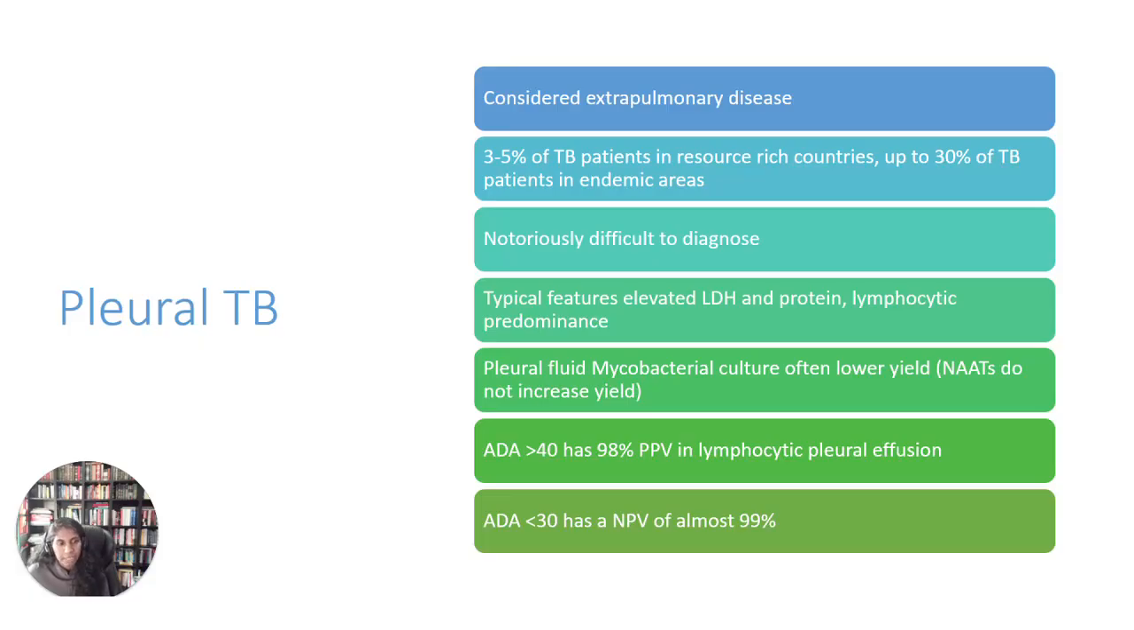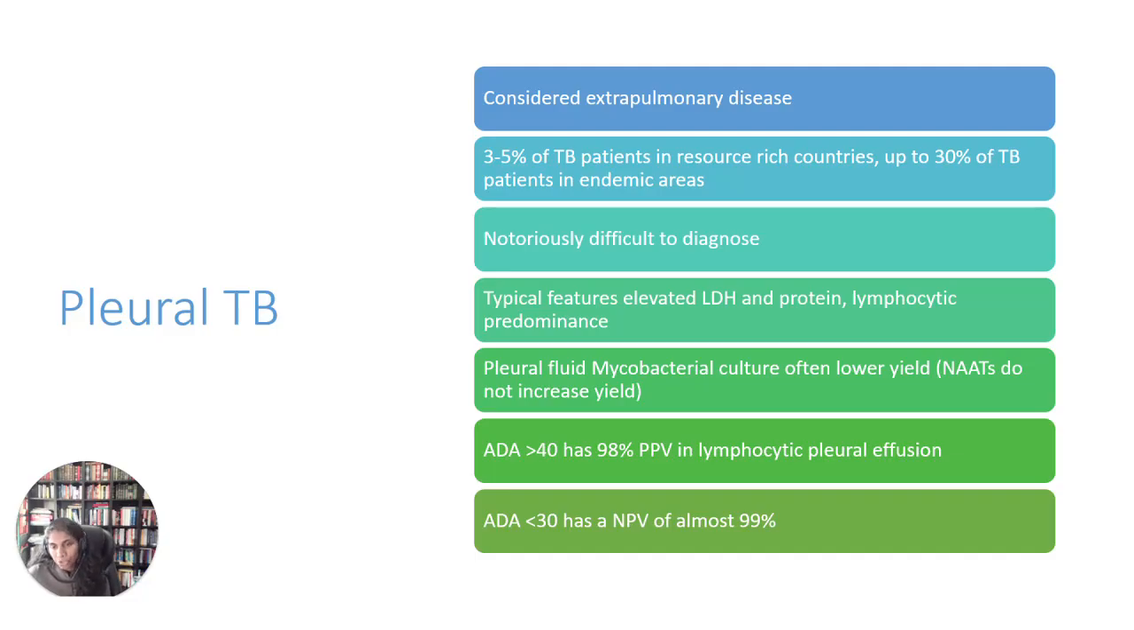It's a very difficult to diagnose entity, and the reason is because the yield from pleural fluid cultures is often low. And so we really rely on pleural chemistries and the characteristics of the cell count in the pleural fluid to help us make the diagnosis. So typical features on the pleural chemistries include elevated LDH and protein, increased white count with a lymphocytic predominance, and then we use the ADA, the adenosine deaminase, to help make this diagnosis.